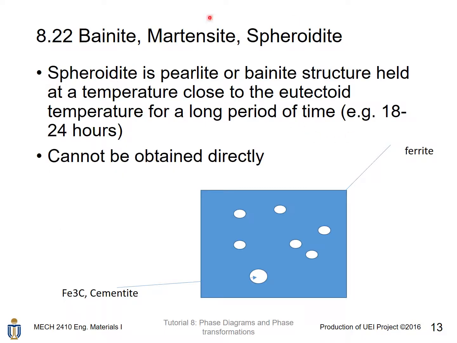Spheroidite. Spheroidite is a pearlite or bainite structure held at a temperature close to the eutectoid temperature for a long period of time. Due to diffusion, the cementite will form into a shape like a sphere, and the ferrite will be the blue region as illustrated in the graph here. That's why spheroidite obtained its name, and such a structure cannot be obtained directly.